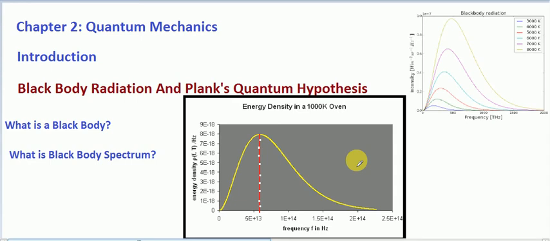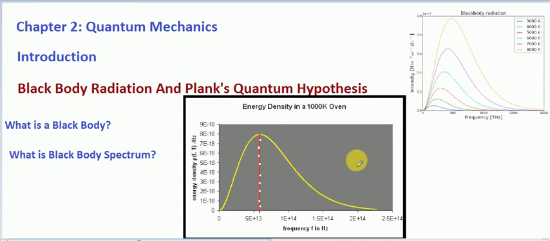So, before going into the details of Planck's quantum theory, we'll start with the starting point of quantum mechanics, or why he introduced such a new stream in physics. The phenomenon that led to the introduction of quantum theory is black body radiation. Let us see what is meant by a black body.